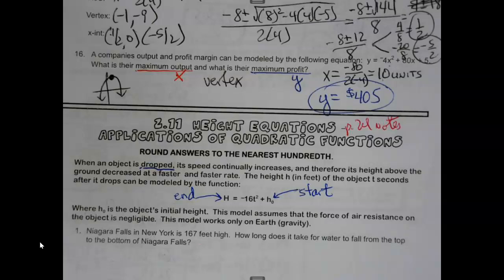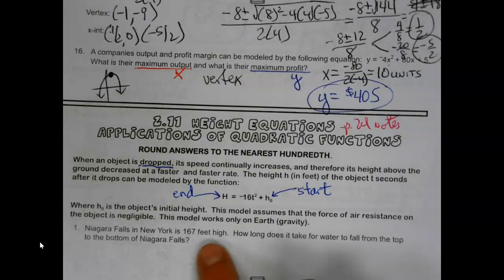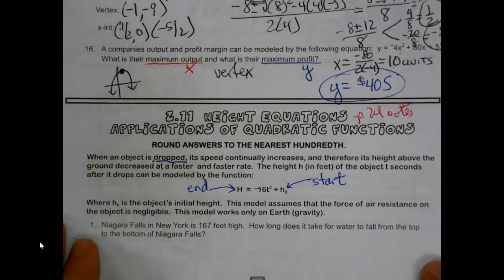So the negative 16 is just the gravity factor when we're talking in feet. When we talk in other measurements, that'll come a little later. Again, this model only works on Earth. So if the problem's about Mars, don't use... just kidding, we're not going to do that.